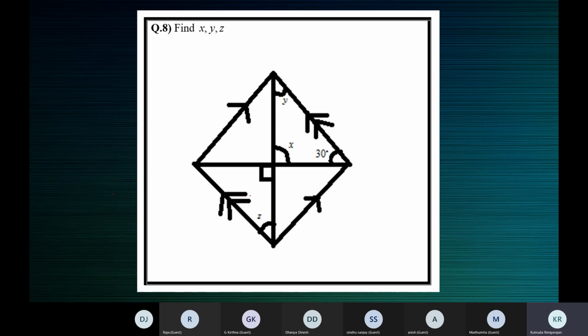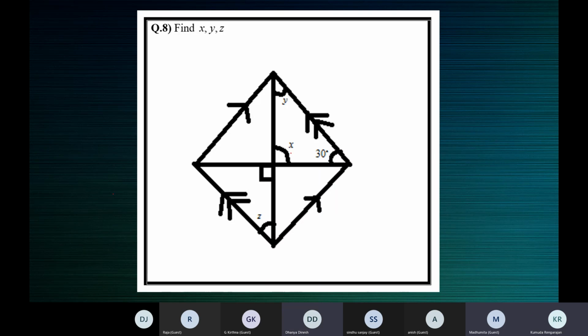Now what's the measure of x? 90 degrees. Yeah, very good. How do we find y? Using angle sum property, ma'am. X is equal to 90.